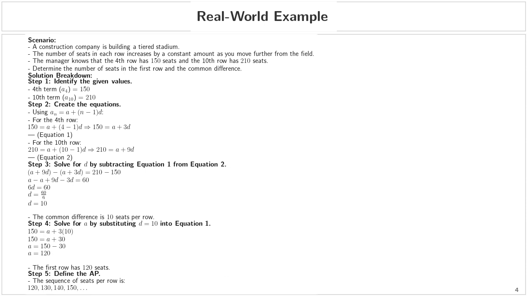Finally, in step 5, we can define the entire arithmetic progression. Now that we have both the first term and the common difference, we can list the sequence of seats per row as 120, 130, 140, 150, and so on. Before we move on to the final summary, I want to point out a few common pitfalls to watch out for in problems like this.